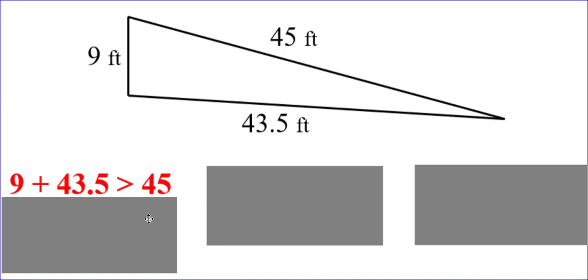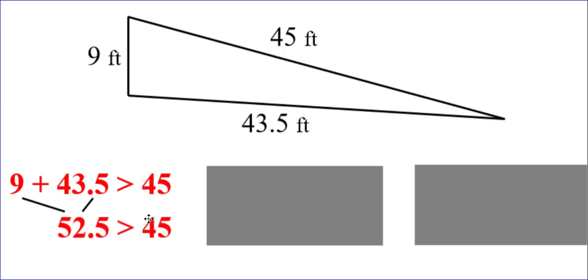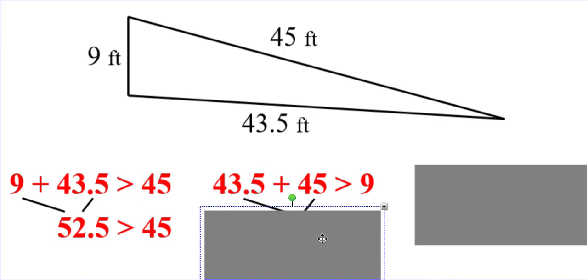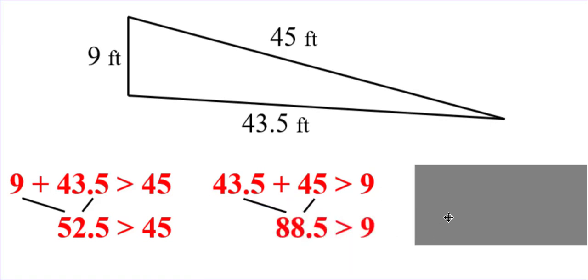For example, 9 plus 43.5, is it greater than 45? Well, yes, it is, because if I add those two numbers together, I'll get 52.5, which is definitely greater than 45. Let's switch up the order. How about 43.5 plus 45? Is that going to be greater than 9? Well, of course, it's definitely going to be greater than 9, so that one checks out.